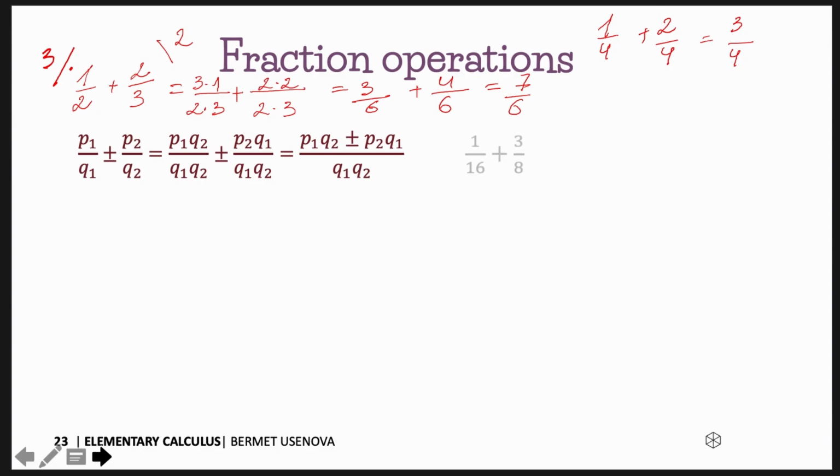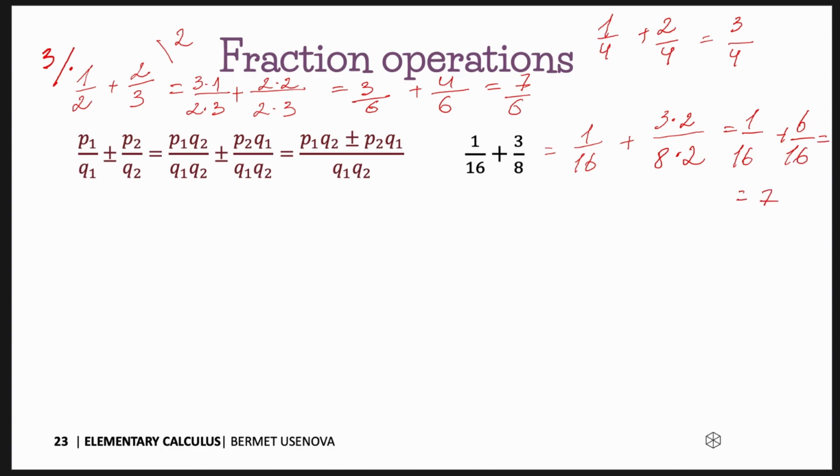For example, let's take these two fractions. As you can see, we have 1/16, and you can easily see here that if we multiply 8 by 2, then we also get 16. So we can expand the fraction 3 multiplied by 2 and 8 multiplied by 2. So this will be the same fraction as we saw before on the previous slide. And we will end up with a new fraction. It's 1/16 plus 6/16. And the answer we get will be 7/16. So this is the answer.